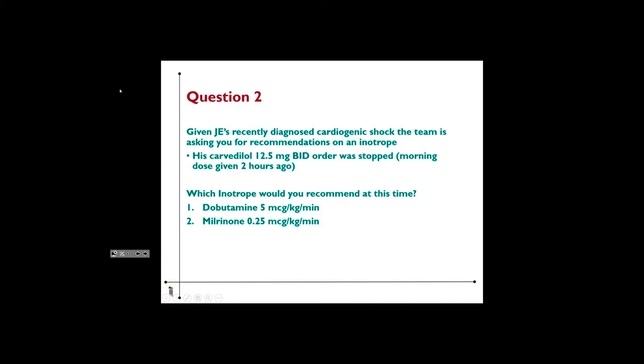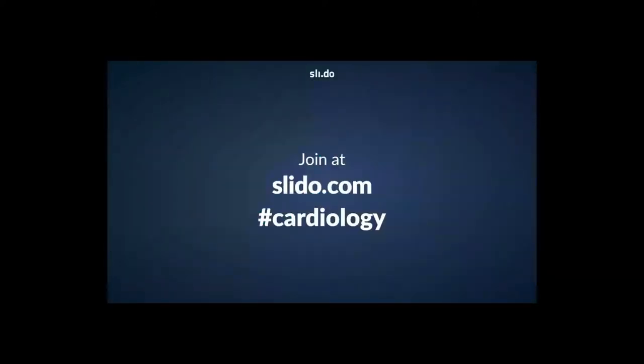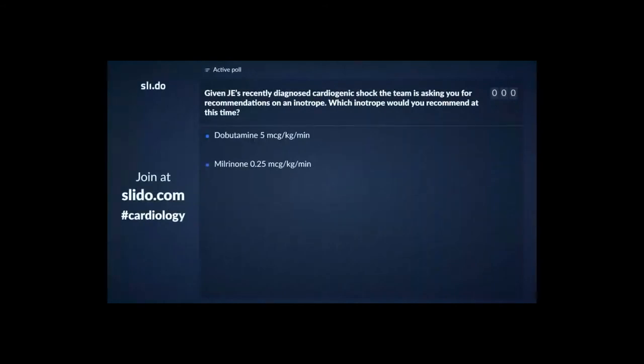So question number 2. So the team determined that JE is in this cardiogenic shock after seeing those CAP numbers. And now they're asking you what recommendations you would give for an inotrope. So what recommendation, knowing that his last dose of carvedilol, 12.5 milligrams, was actually given 2 hours ago, and his order has been discontinued this morning.